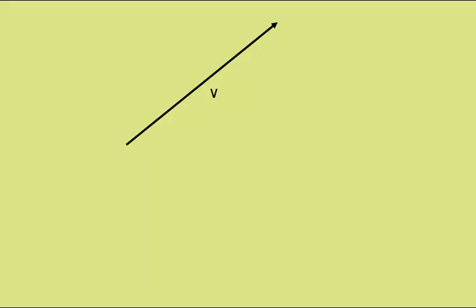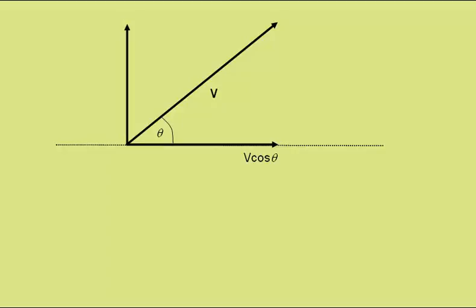In a more general case, if we have a vector v and we want to find the horizontal component going across an angle theta, like this, well, the horizontal component will be v cos theta. The vertical component, v sine theta.